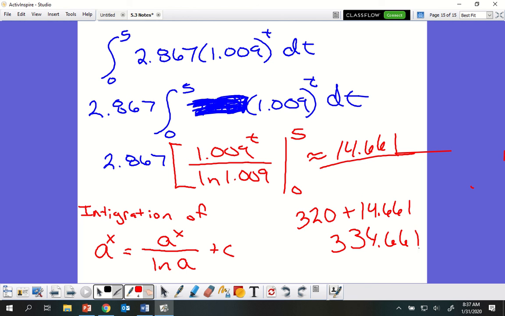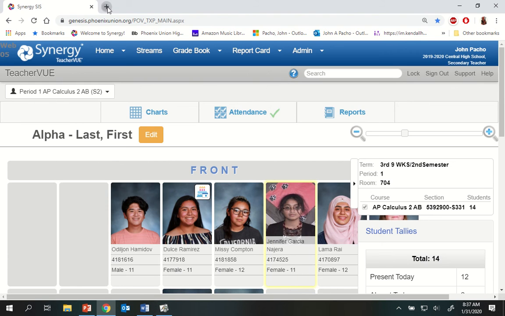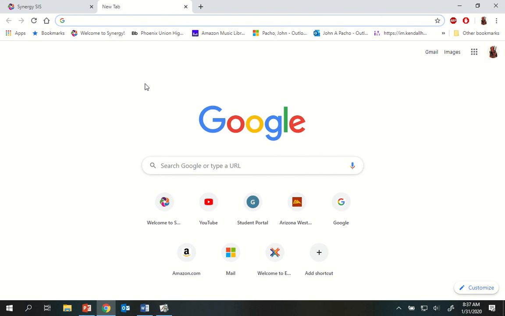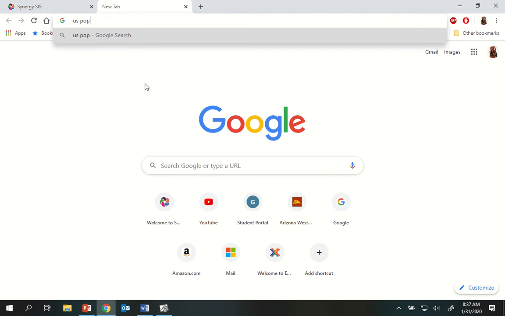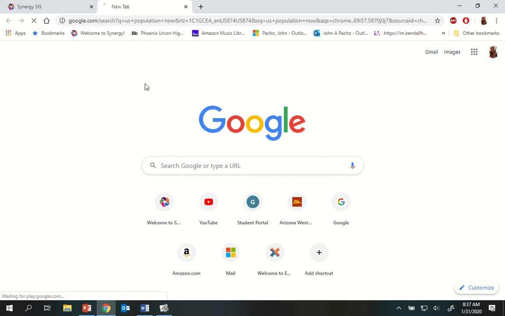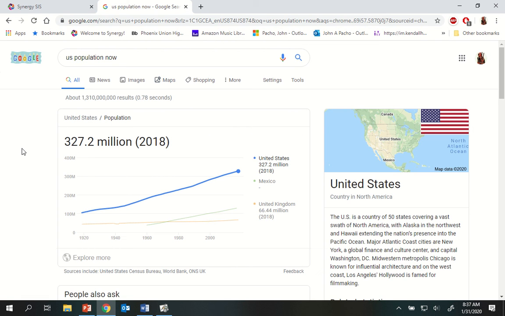And what does that represent? How many people? I'm pretty sure it's more than 334 people. Millions of people. And let's see what Google has to say. U.S. population. Because guess what? We're in 2020 now. 327.